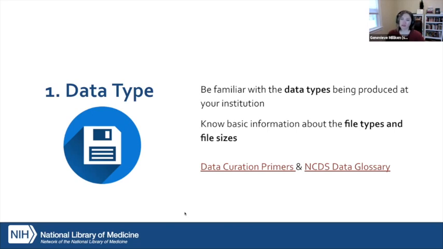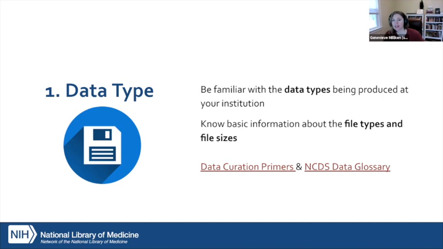So of course, the first one is data type. So something that I think would be helpful is to understand the data types that are being produced at your institution. So this could be patient information, it could be genetic data, gene expression, epigenetic data, bioimaging, what have you. It could also be public health data. It could be surveys or working with the community, and other types of data that are produced in academic institutions or medical centers, or really wherever you work.